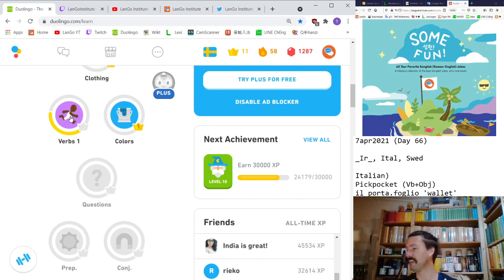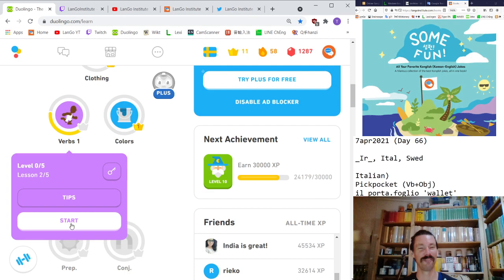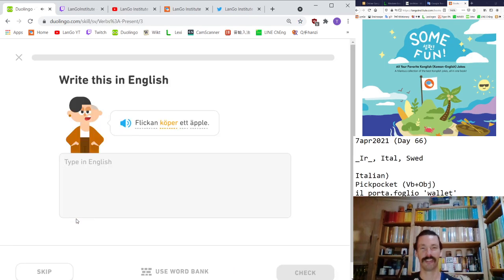Verbs. For a split second I thought it was vibes. Let's do some vibes. Flickan köper ett äpple.